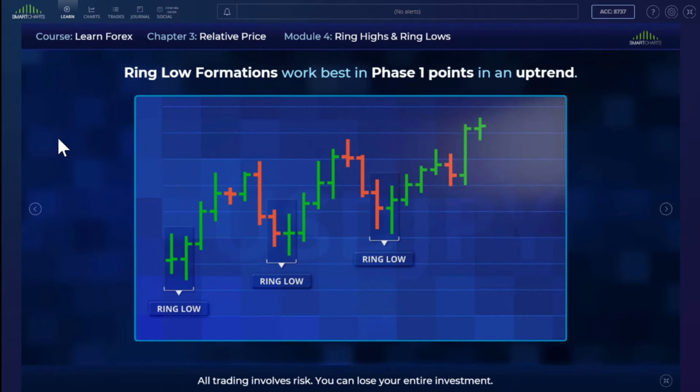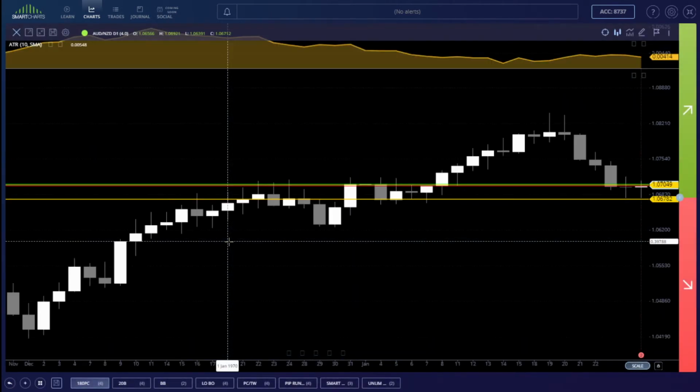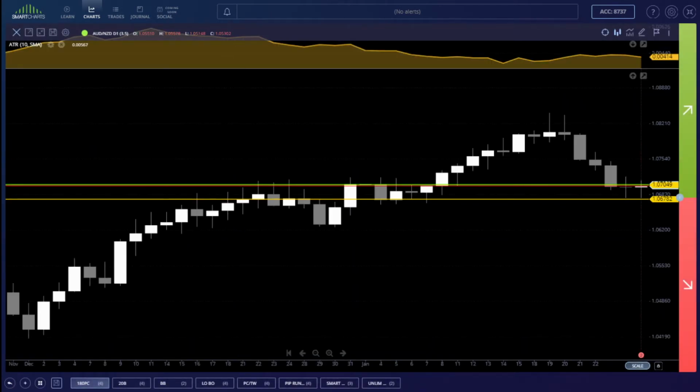I'm going to skip straight to the charts, because I want to keep this focused on what I am looking at. What's the first thing I do? First thing I do is look at my daily chart. I'm using the daily as my higher time frame. The H4 would be the entry time frame.